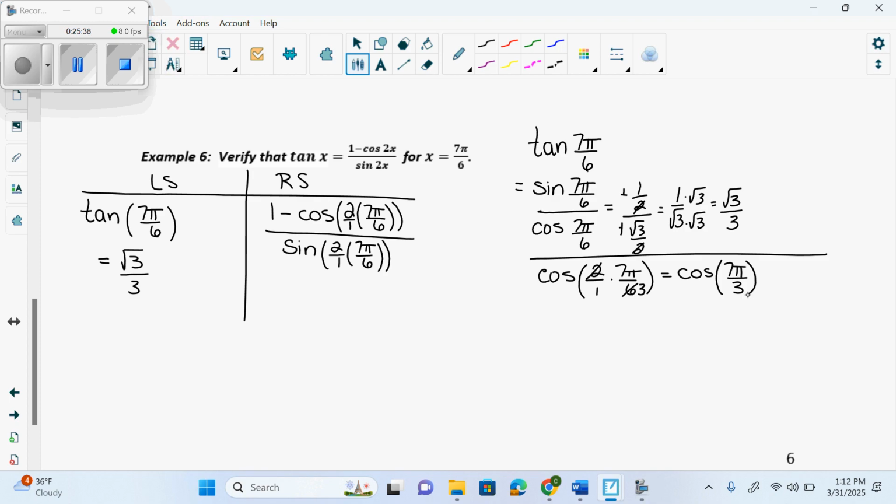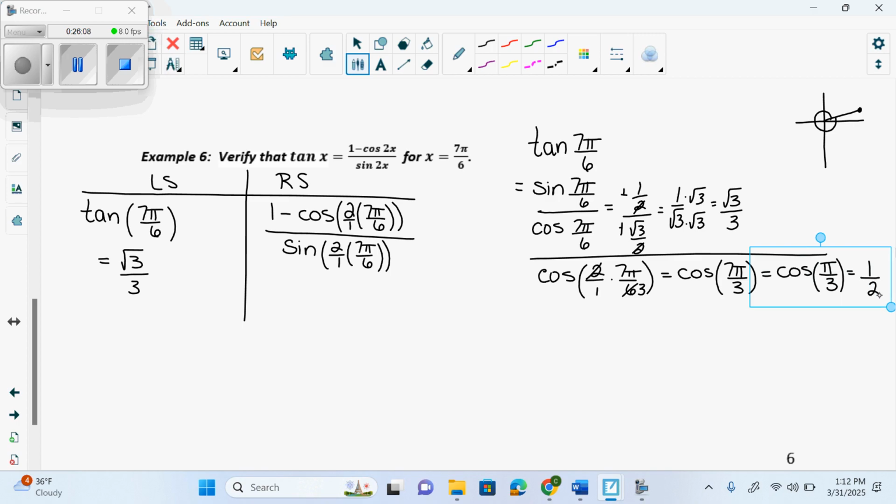To pi over 3. Because remember, 7 pi over 3 is like going around and then coming back up here. So it ends up on that same spot as pi over 3. See what I'm saying? You took the 2 pi off of it. So this is actually the same as cos of pi over 3, which is what?